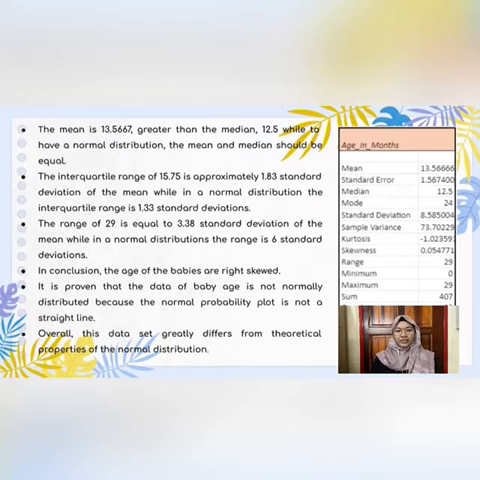So, in conclusion, the age of the babies is right skewed. It is proven that the data of baby age is not normally distributed because the normal probability plot is not a straight line. Overall, this data set greatly differs from theoretical properties of a normal distribution.